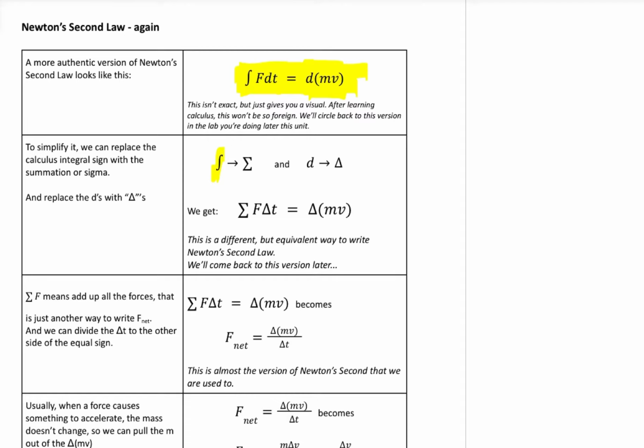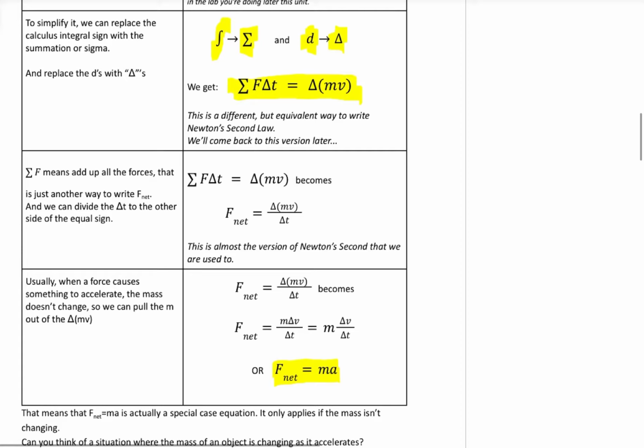To switch out of the calculus notation to notation you will have seen in high school: that integral sign is actually a swoopy S. We replace it with the sigma sign, which is the Greek letter S. And the letter d, which is really the change in, we replace with the delta. So a non-calculus version of Newton's second law would be this: the sum of F multiplied by time is equal to the change in this mv product. Non-calculus, a little bit better and more formal way to write Newton's second law.